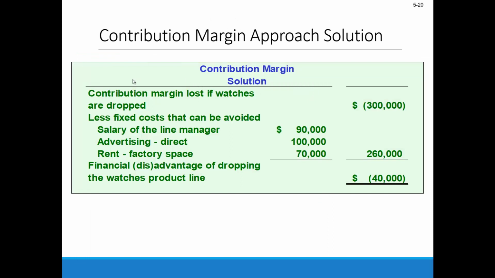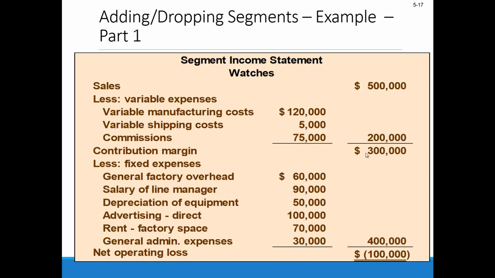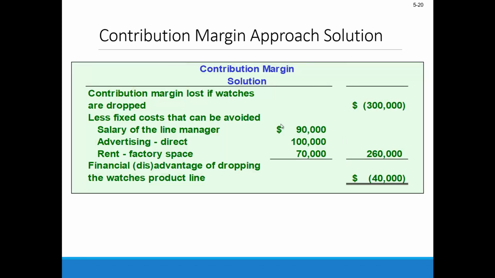We'd be losing as a company $300,000 in contribution margin if the watch line was dropped. That's just the $300,000 CM currently shown on that segment's income statement. However, there are some fixed costs that could be avoided if we do drop that product line: the salary of the line manager, so presumably that individual is unfortunately out of a job, the direct fixed costs associated with advertising that product line, and then rent on factory space where we produce the line and do all those types of activities. So we could save $260,000 in total fixed costs if we drop that product line.